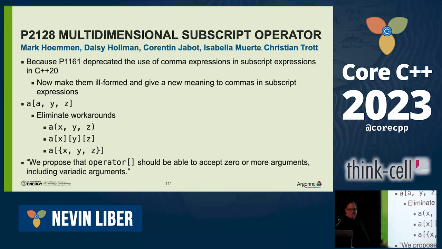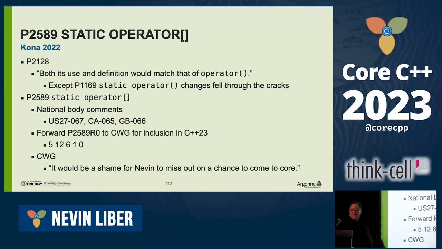And about this time, a few others basically proposed the variadic square brackets. It should be able to accept zero or more arguments, because we like things that start at zero. No special cases for zero length. And we kind of dropped the ball on its definition. We matched that of the function call operator, because there were changes to allow that to be a static member function. Everybody said we should do this, but nobody actually proposed it.